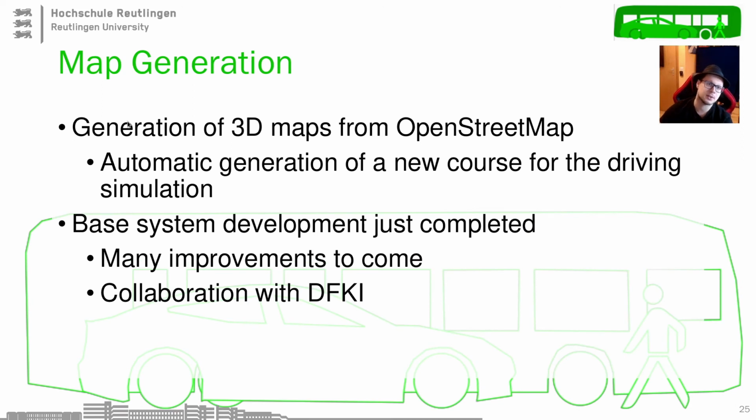The next part of what we did was the map generation. It is a bachelor thesis that was finished 2 or 3 weeks ago, and the idea was to generate 3D maps from an OpenStreetMap box. So you go to OpenStreetMap, search for a part you want to drive, and then you can use our pipeline for the map generation and use it in the driving simulation. The base system was developed, and now we want to extend it and improve the software, and maybe get a collaboration with the DFKI for that.